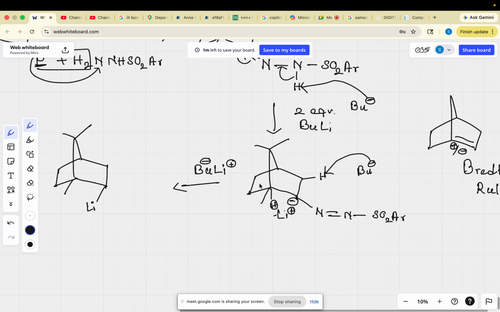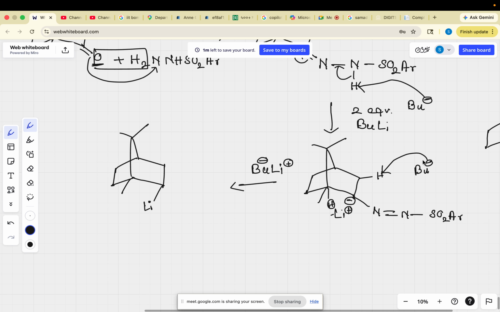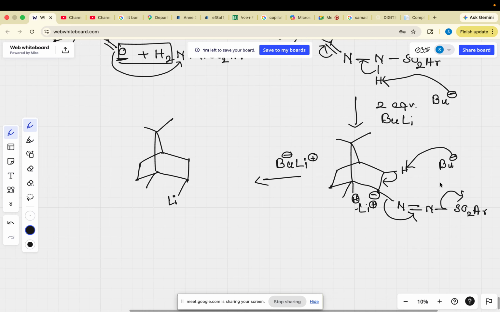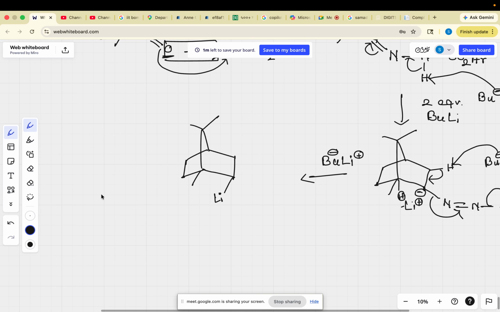So that's why this proton is abstracted by your butyl minus, and once this proton is abstracted, what are you getting? See, this bond comes to here, nitrogen is releasing from here, and this is your SO2 Ar, which is a very good leaving group, the tosyl group, so that is leaving from here. So what we are getting basically, you can form a double bond here, and this side you will have lithium. Clear?